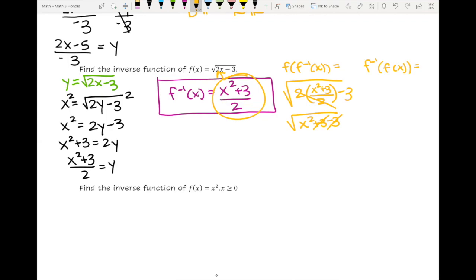Addition and subtraction, those are inverses. Those are gone. I have the square root of x squared, and a square root and a square, again, inverses, they undo each other. I have just x here. Good, so my f of f inverse equals x.